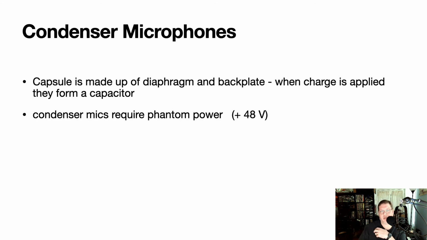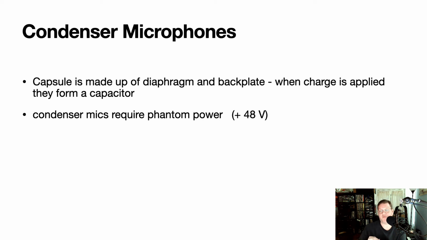And then condenser microphones are designed a little bit differently. The capsule's made up of a diaphragm and a backplate that you apply a charge to. So you have to send power to a condenser microphone. And when that charge is applied, it forms a capacitor. So again, when the diaphragm moves in relationship to the back plate, it generates a voltage.